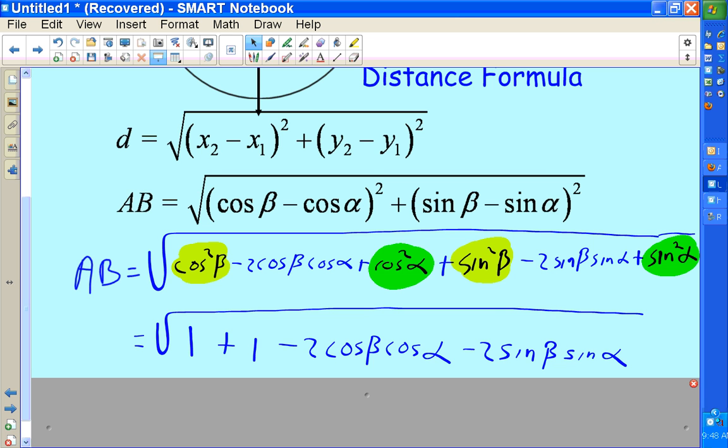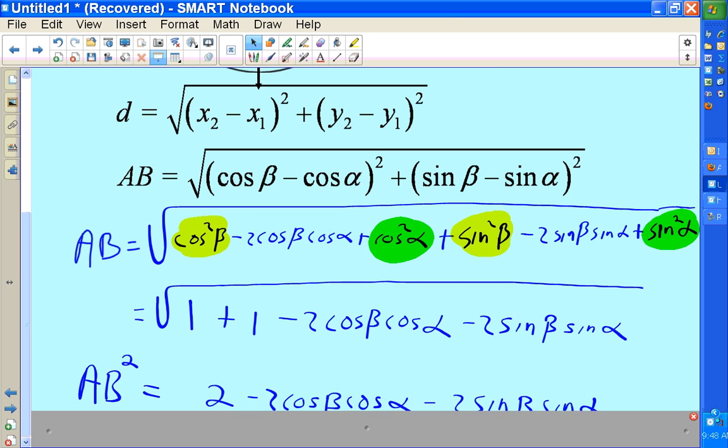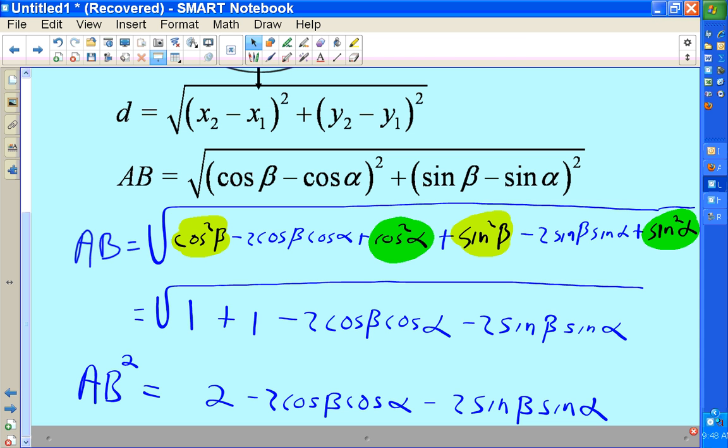And 1 plus 1 is 2, and I squared both sides. So here's an AB right here. If you square both sides to get rid of the radical, you have AB squared. You may not understand why I'm squaring it. It doesn't really matter right now. You'll see that in a minute. I'll connect these dots. Give me about 5 minutes. We'll have this all connected.